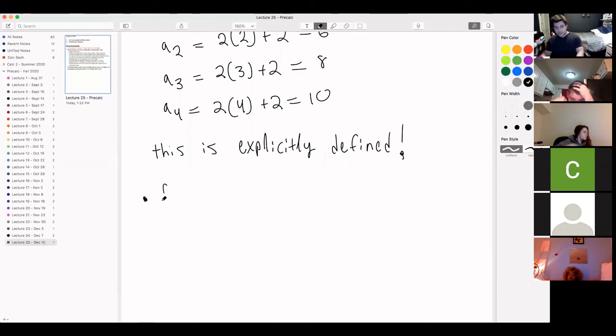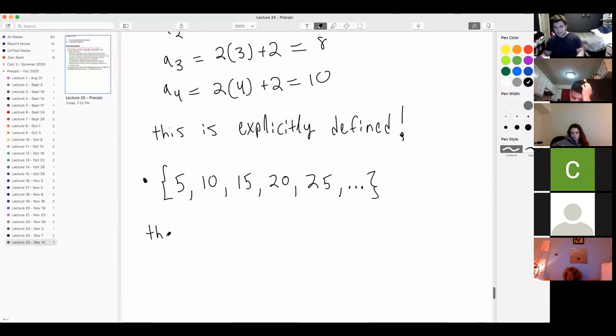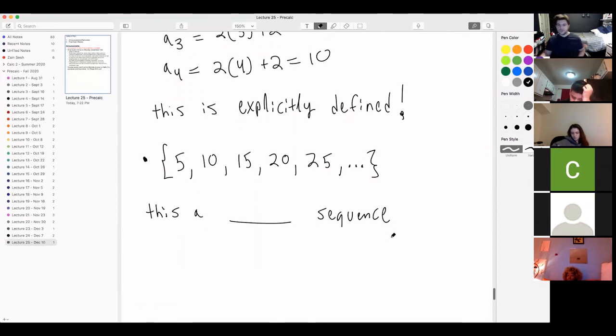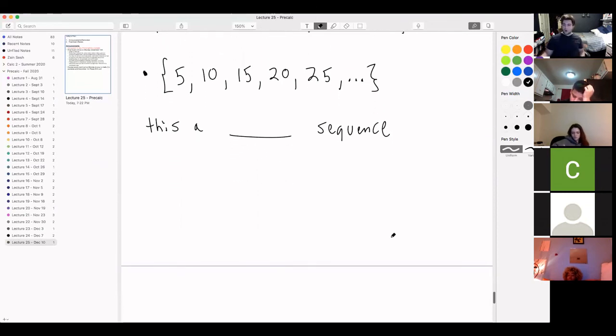So let me give you guys a sequence. So I have 5, 10, 15, 20, 25, and so on forever. This is a blank sequence. So is this geometric or arithmetic? Well, you can just look at the relationships between a term and its previous term. So first check for arithmetic, it's easier. So you look at the difference between consecutive terms.